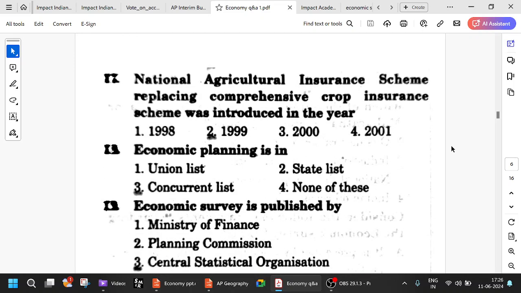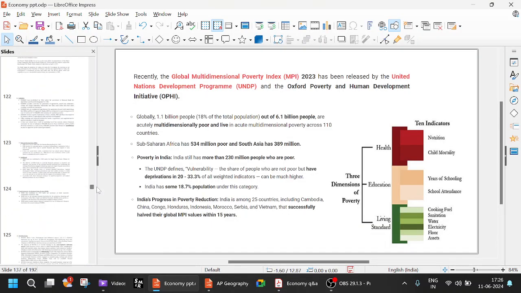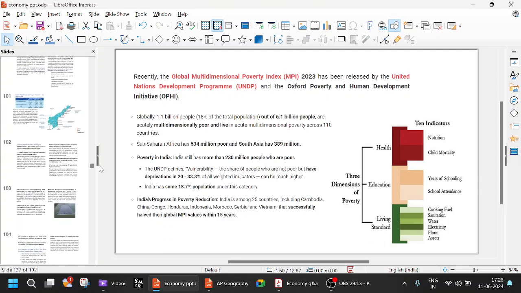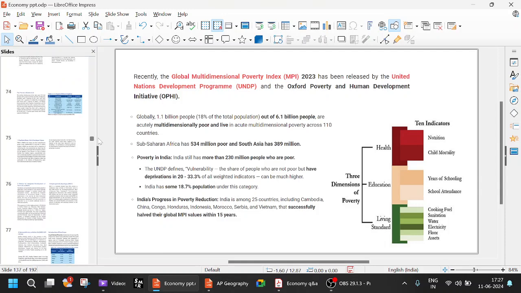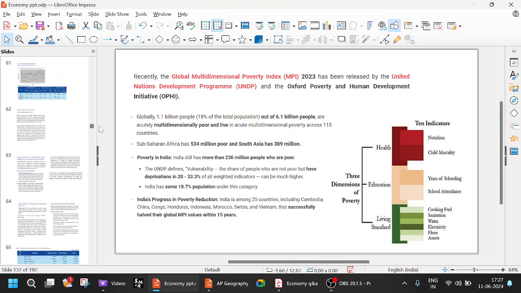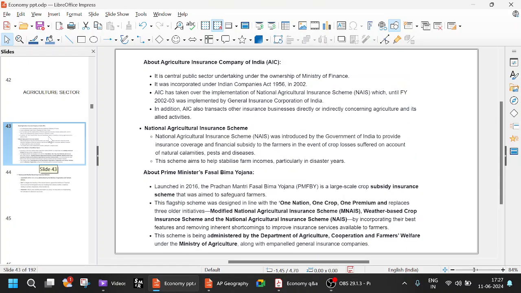So national agricultural insurance scheme, replacing comprehensive crop insurance scheme, was introduced in the year. Basically this national agricultural insurance scheme replaced this comprehensive crop insurance scheme. So let us look at the agriculture sector. Many questions will be asked. Agriculture is very important, whether it is India or Andhra Pradesh. Frequently questions are asked from the agriculture sector.